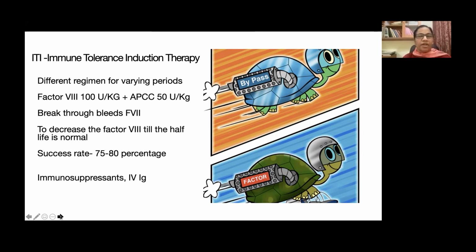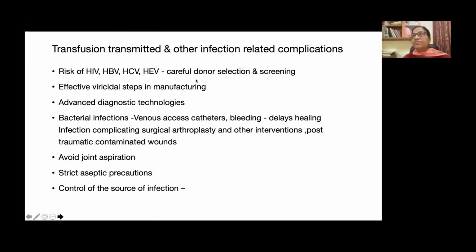Then risk of infection. This is very important. As I have already mentioned, the risk of viral infections, HIV, HBV, hepatitis C, hepatitis E. So after careful donor selection and screening, nowadays, these have considerably reduced. And advanced diagnostic technologies are there to detect the presence of these, but still chronic viral infection is a possibility. So other recombinant factors are available.